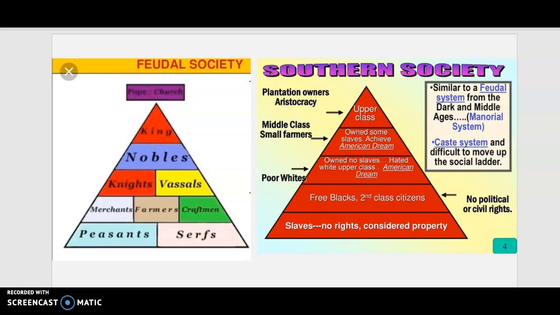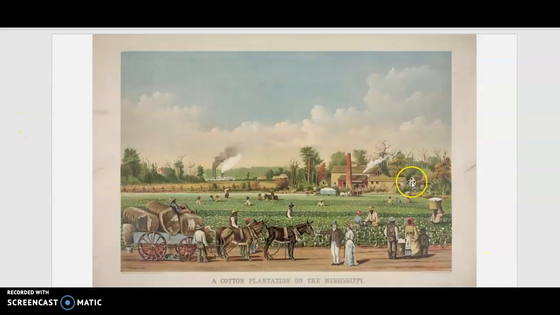All right, so continuing from where we left off, talking about how the South became this feudal society of sorts, similar kind of upper class and slaves being at the bottom there, right? No rights, considered property, as we just mentioned. And you can see this is a painting of a cotton plantation on the Mississippi River.